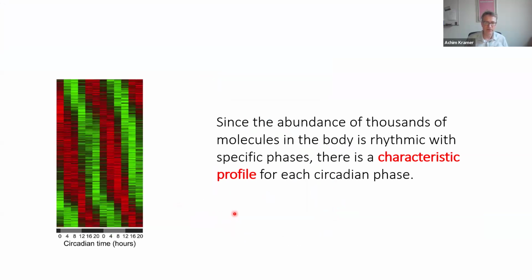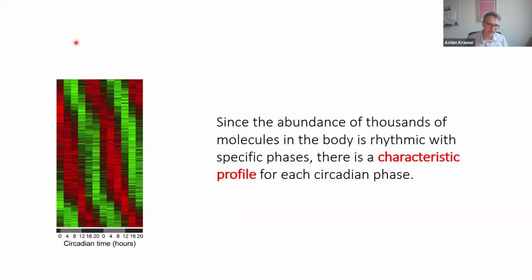As I have told you, we have clocks in every cell. And I spare you the molecular mechanism, but there is a transcriptional translational feedback loop with clock proteins and clock genes at the core. And this molecular machinery creates rhythms on the molecular level. So mRNA and proteins have high and low abundance depending on the time of day.